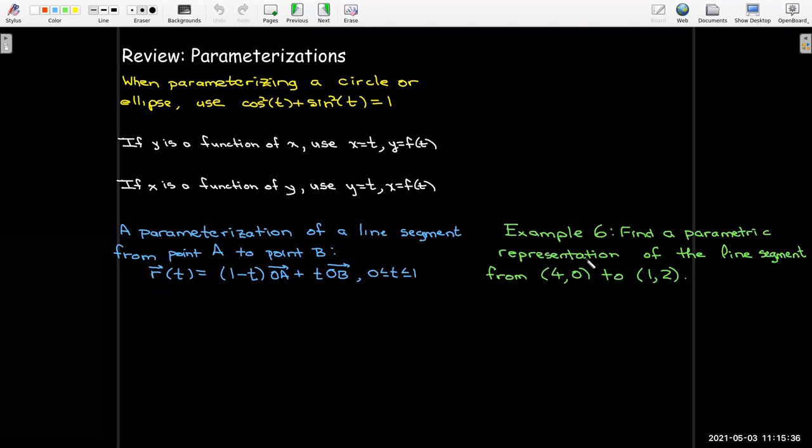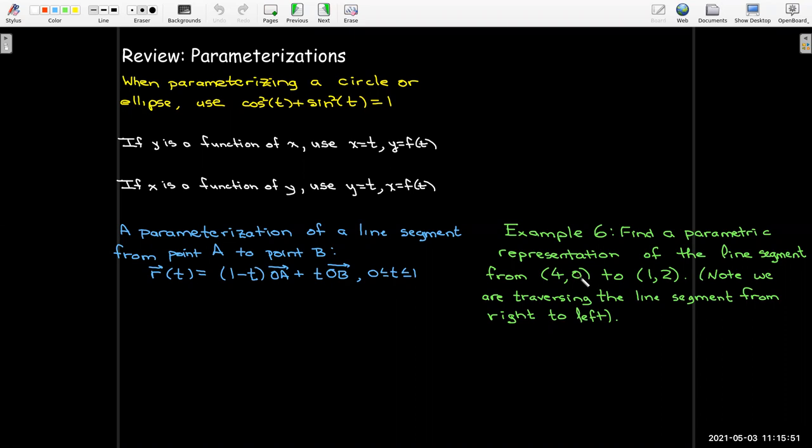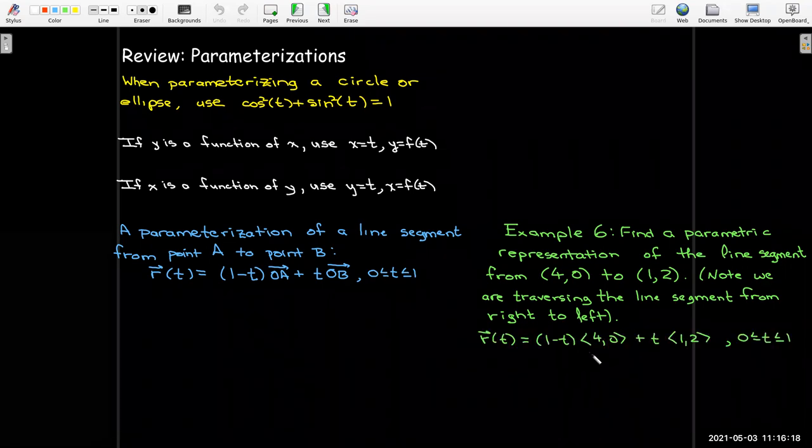So here's an example. We'd like to find a parametric representation of the line segment starting at 4, 0 and going to 1, 2. And one thing we should notice is that we're actually starting on the right side of the line segment and going to the left. And so that's where this formula is particularly useful, where we're traversing in an unnatural direction. Normally we want to go from left to right, but here we're going from right to left. But this formula doesn't really care which direction you're going.